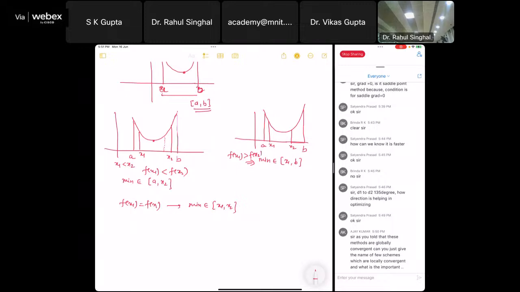Yeah, Ajay, what is your question? No, for Ajay, if the problem is positive definite, it is always globally convergent because of the convexity property. If it is positive definite, this means the function is strictly convex, and this method is globally convergent, right?